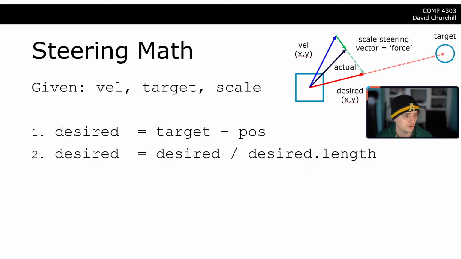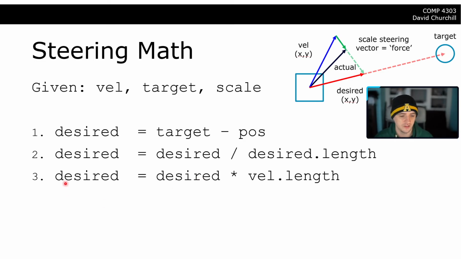I'll move this up a little bit. Then what we do is scale desired to match the length of the velocity. Oh yes, we're given position as well, obviously. We always have our unit's position, but I didn't put it here for some reason. Apologies. So after we've normalized the desired vector, we multiply it by the length of the velocity vector, and that gives us the final red desired vector.